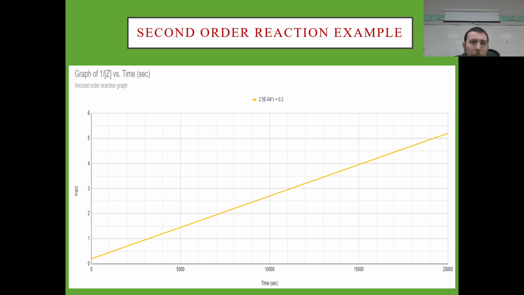Okay, and then there's what that graph would look like. Again, 1 over 5 is 0.2, so we've got our starting point, our y-intercept, and then it's got a positively sloping line, and that would indicate to us, because we've got 1 over A versus time, that this is second order.